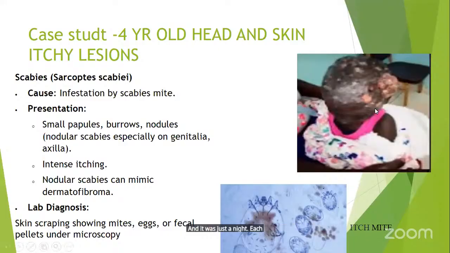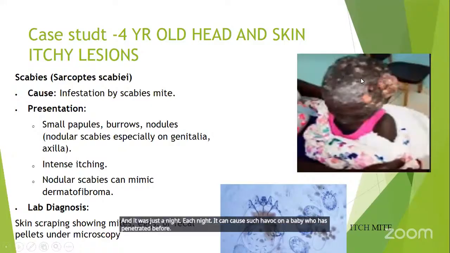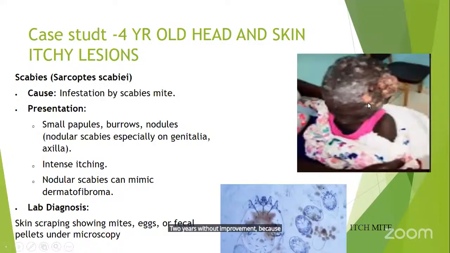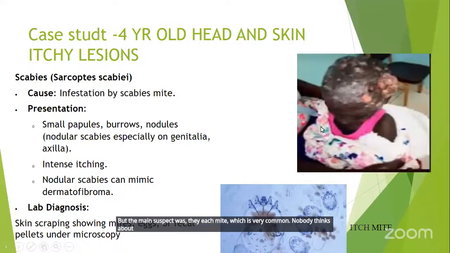an itch mite. It can cause such havoc on a baby who has been treated for 2 years without improvement because nobody knew what was eating this baby, only to find that it was an itch mite. Then on cytology, I found something very weird, similar to cancer of the skin of the scalp. But since I was not doing histology, I referred this patient for further evaluation. But the main suspect was the itch mite, which is very common. Nobody thinks about itch mite nowadays. They think of big things, cancer, they think of COVID and other things, but they forget the simple things.